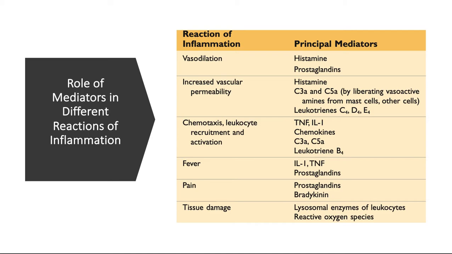Cytokines are proteins produced by many cell types. They usually act at short range and they mediate multiple effects, mainly in leukocyte recruitment and migration. The principal cytokines that participate in acute inflammation include tumor necrosis factor, interleukin-1, and chemokines. There are also complement proteins.